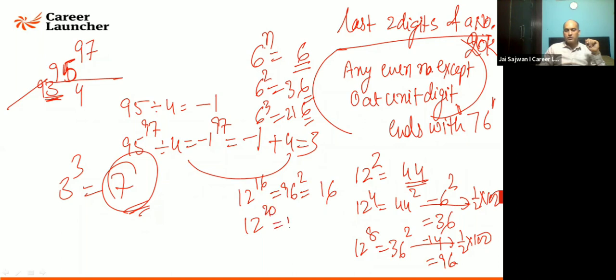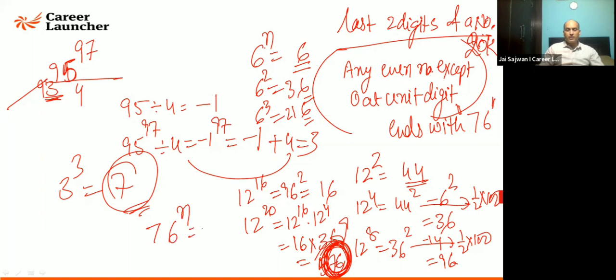12 to the power of 20 is 12 to the power of 16 into 12 to the power of 4. This gives you 16 and 12 to the power 4 is 36. 16 times 6 is 96, 16 times 3 is 48 plus 9 is 57. That gives you the last two digits as 76. I hope it is clear. Now the beauty is 76 to the power of anything, last two digits will always be 76. With all due respect to all maths teachers, 76 to the power of anything ends with 76.